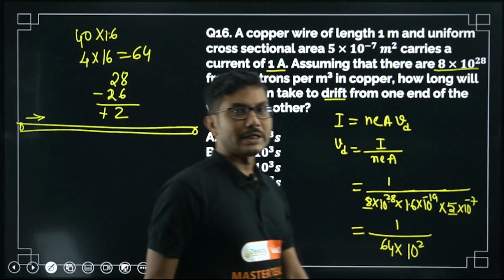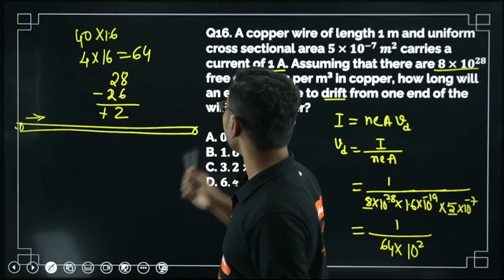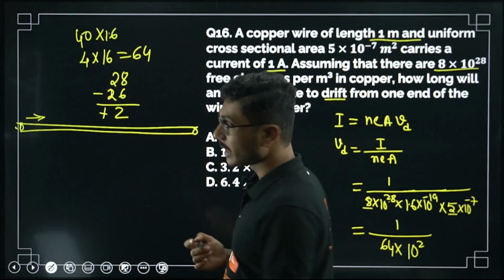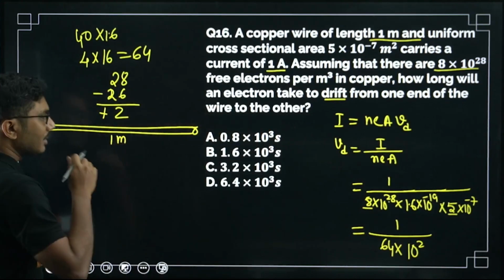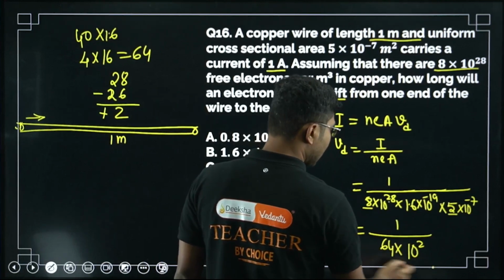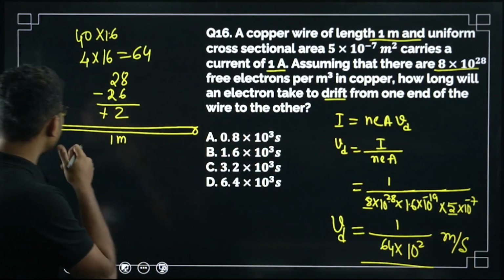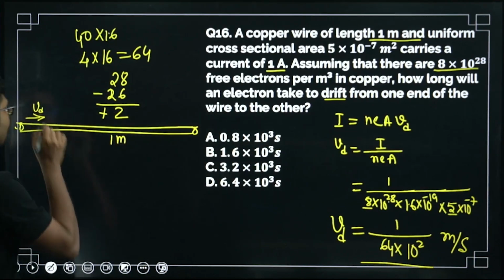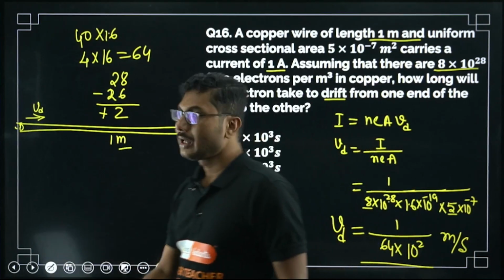Okay, how long will it take for the electron to start from here and reach here? Now, what is the length of the wire? The length of the wire is 1 meter, and the electron is drifting with the drift speed Vd, in meters per second. So how long will it take to cover this 1 meter length?